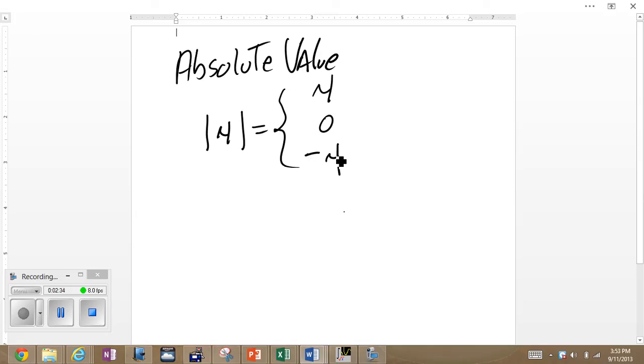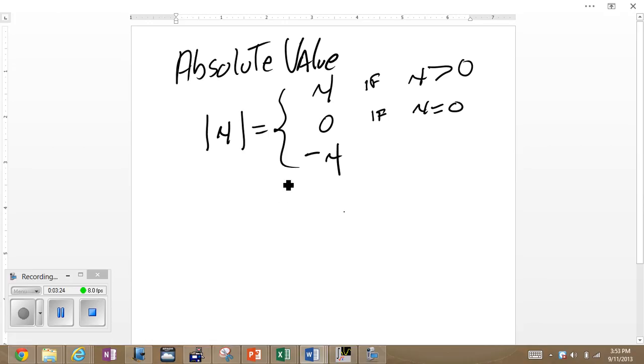So, when is the effect of the absolute value on a number effectively no effect? Well, if the number's positive, right? If you have a 5, the absolute value of 5 is 5. The absolute value of 72 is 72. So, if x is positive, then the absolute value of x is x. In other words, it has no effect at all. Okay? Now, what if we're taking the absolute value of 0? Well, it comes back to 0. So if x is equal to 0, then the absolute value of x is equal to 0.